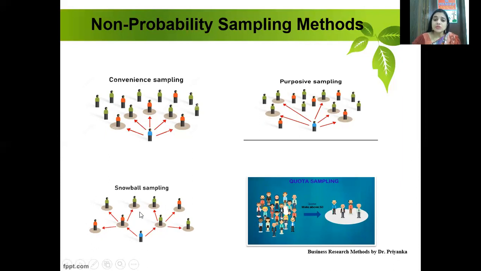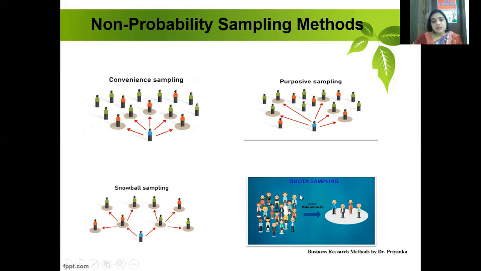Then snowball sampling. This is actually used at the time when you know that you don't know all the population available for the required characteristic. It is a kind of chain sampling method. You will be choosing one person and he will be giving you the reference of other people of his kind. This is snowball sampling. It is a kind of research chain you will be making while sampling.